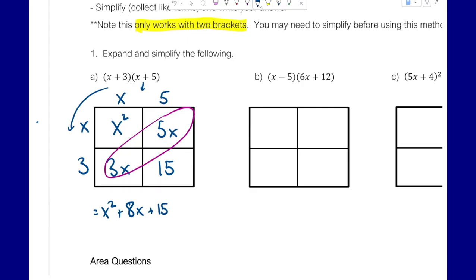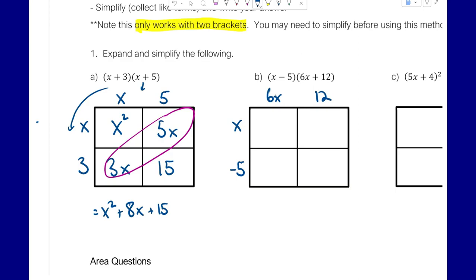So either way is fine. It depends on what you prefer. Right, so x minus 5, so I have x and minus 5. I put that on one side. I put the other one, 6x and 12 on the other side. And now I just multiply the row and the column like we would a multiplication table.